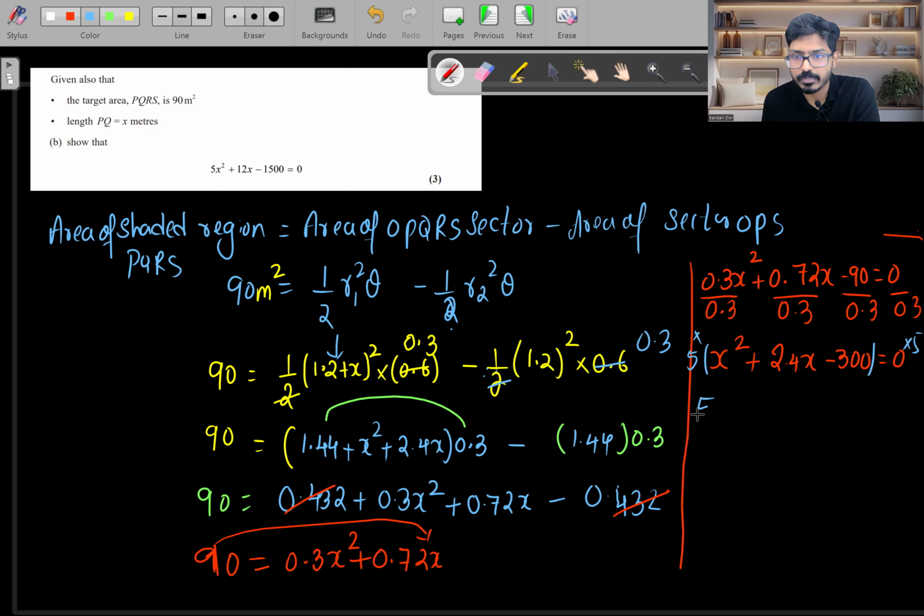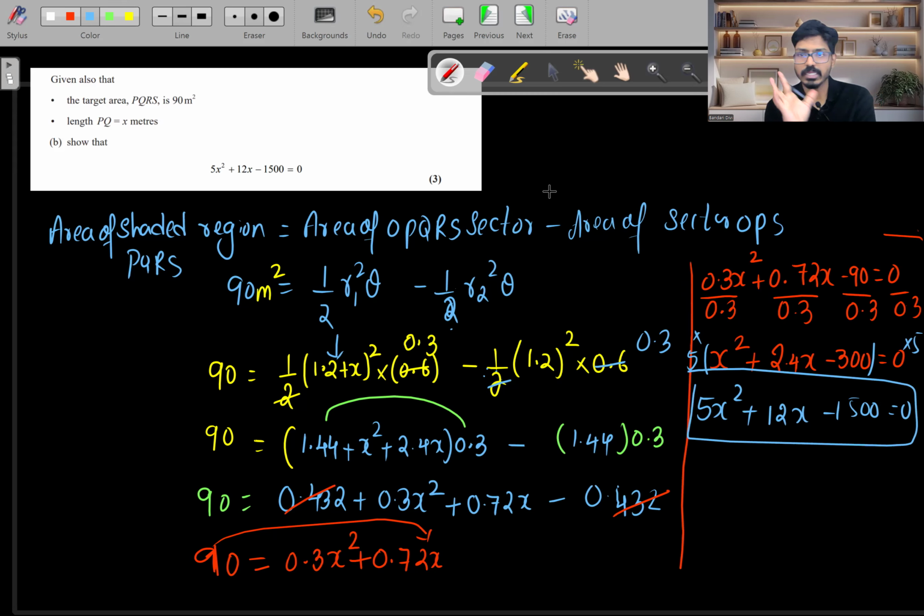So that would give you 5x squared plus 5 times 2.4 would be 12x, minus 5 times 300 is 1500, is equivalent to 0. So that is our required answer for part B. I hope it is very clear. The clue is here, it is given that it is 90 meters square. Okay, so I hope it is very clear.